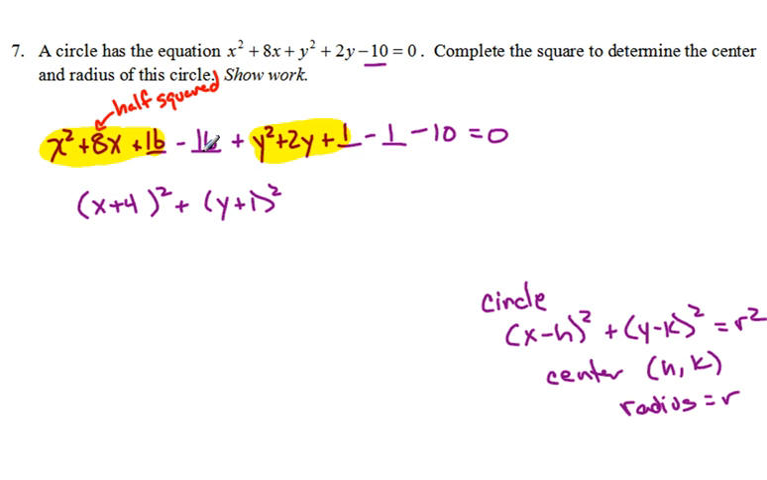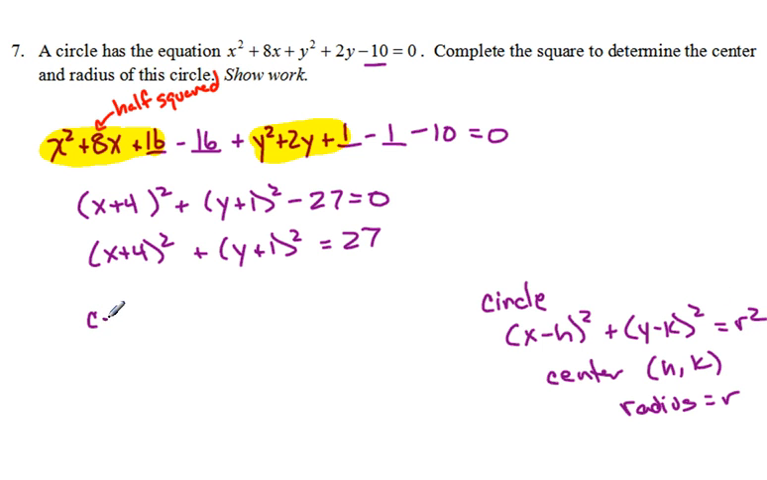And now I take these other numbers and combine them. So negative 16, negative 1, and negative 10 all equals negative 27. So now I have (x plus 4) squared plus (y plus 1) squared equals 27. And that looks just like this.